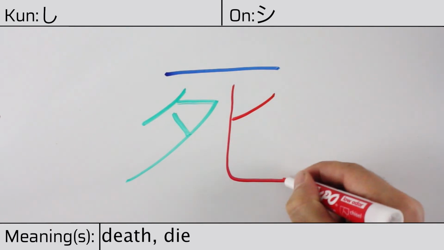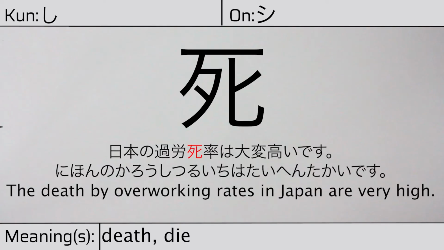Our example sentence is, 日本の過労死率は大変高いです。The death by overworking rates in Japan are very high.